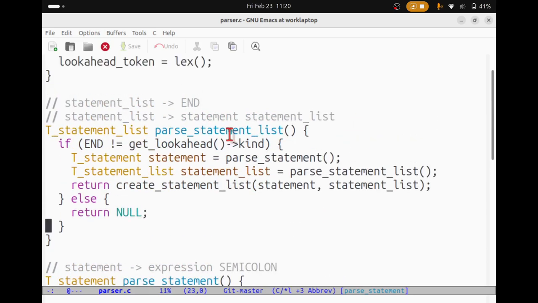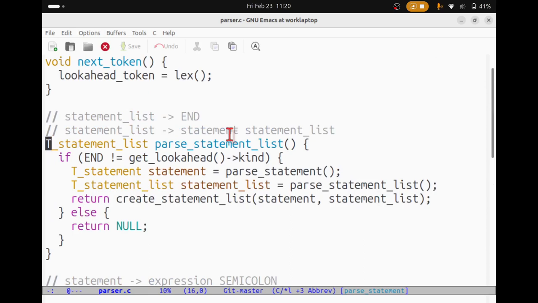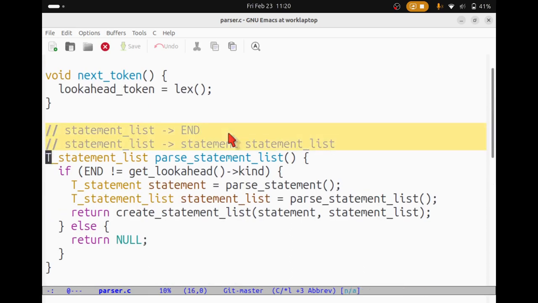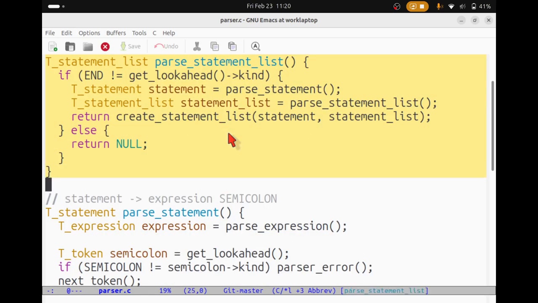Some of them cause recursion, like statement list. Statement list has recursion in it because it's self-referential. That recursion might be indirect, like in our Bison parser, where the recursion may happen not in the immediate body of the function, but in some later call, some descendant call. And so base cases are kind of a challenge here. How do you make sure that your recursion is going to terminate?